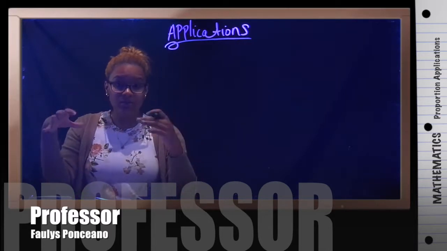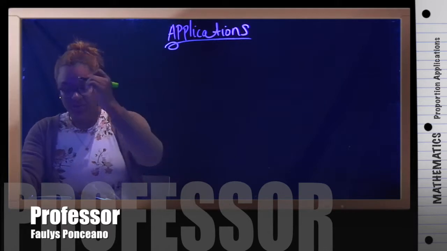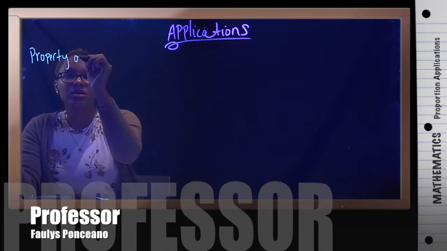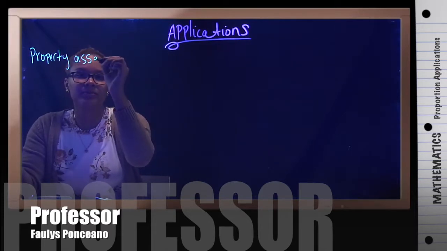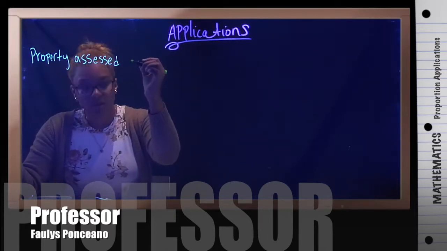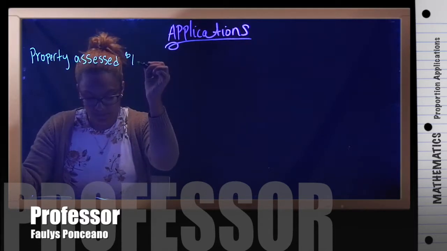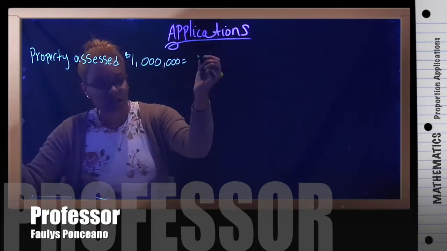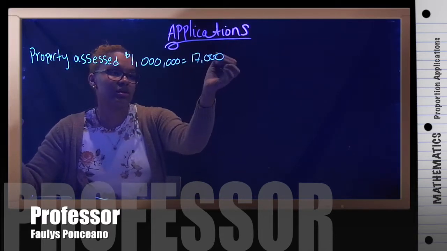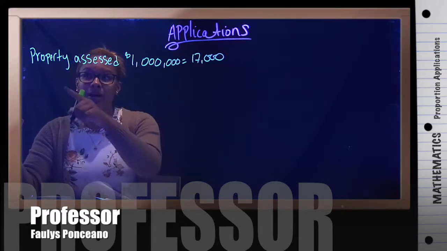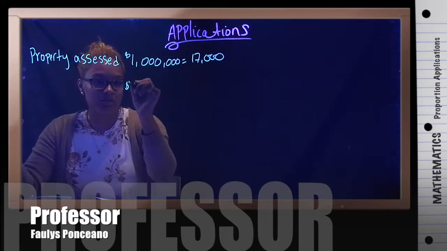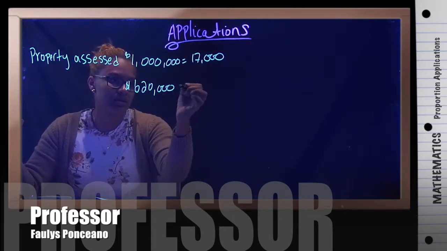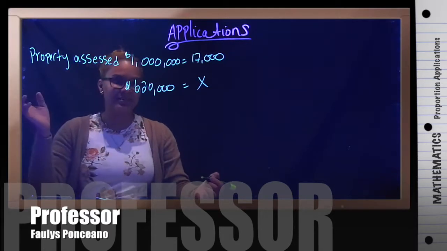So I'm going to write down what this is saying. It says the property assessment, so the value of the property. For a property that is valued at this, the tax equals this amount. And then it asks if the value of the property is at this amount, what is the tax?